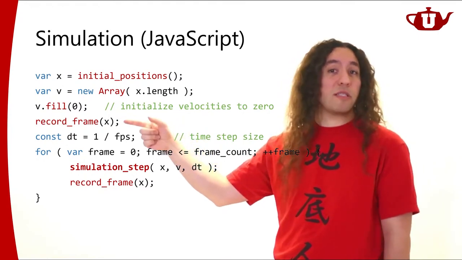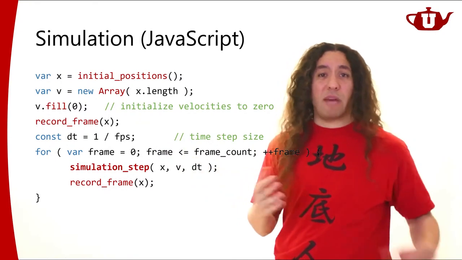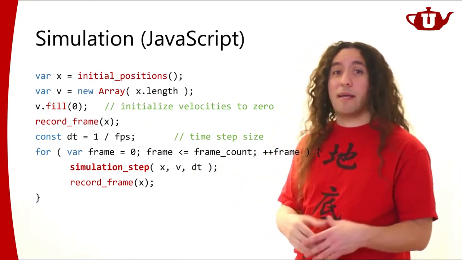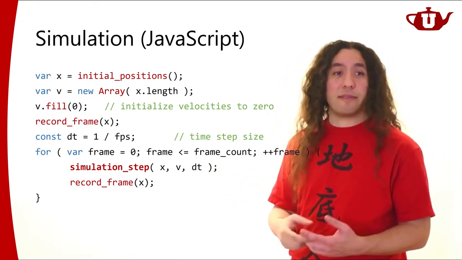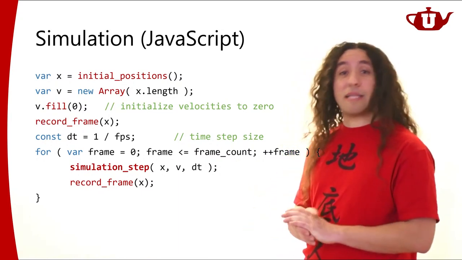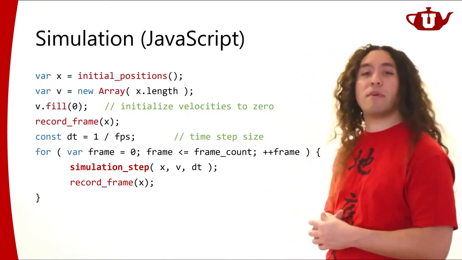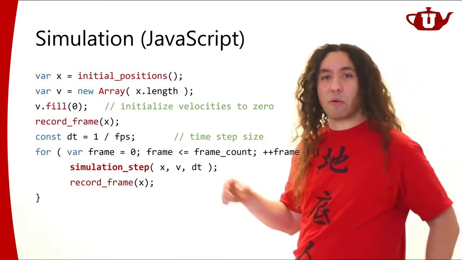I'm recording the positions because I probably don't need to record the velocities, since I need to know where the object is. Sometimes I do, sometimes I don't. Sometimes my rendering system may need those velocities for motion blur and things like that. But if my system doesn't require that, then I don't have to record it.